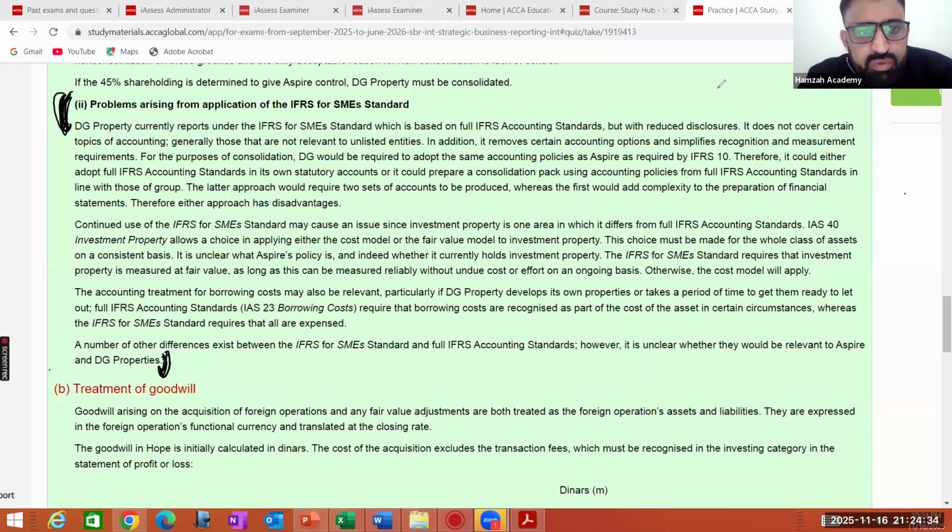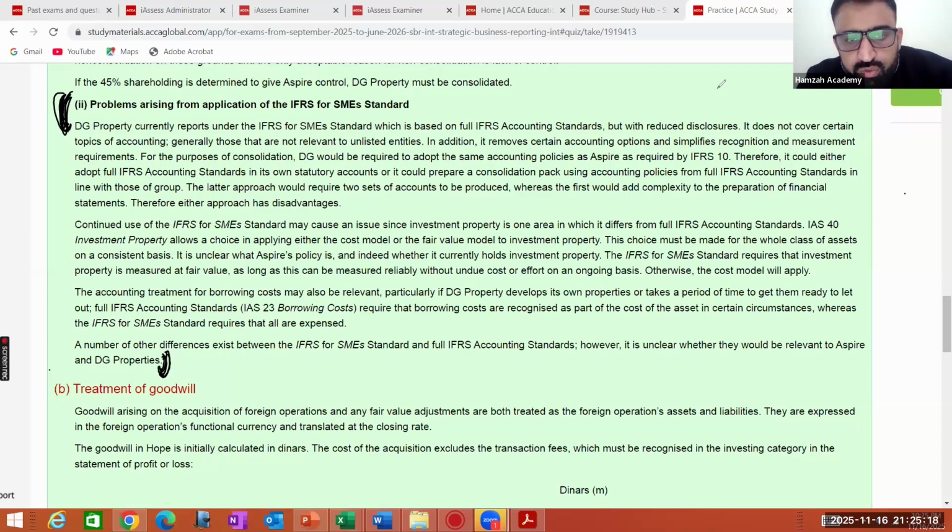So DJ property currently reports under the IFRS for SME standard, which is based on the full IFRS accounting standards, but with reduced disclosure. It does not cover certain topics of accounting, generally those that are not relevant to unlisted entities. In addition, it removes certain accounting options and simplifies the recognition and measurement requirements. For purposes of consolidation, DJ would be required to adopt the same accounting policies as Aspire, as required by IFRS 10. Therefore, it could either adopt the full IFRS accounting standards in its own statutory accounts, or it could prepare a consolidation pack using accounting policies from the full IFRS accounting standards in line with those of the group.